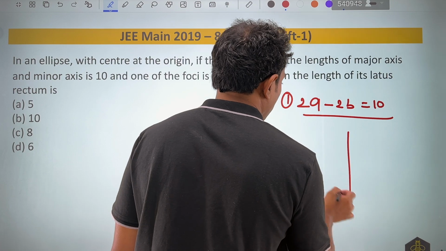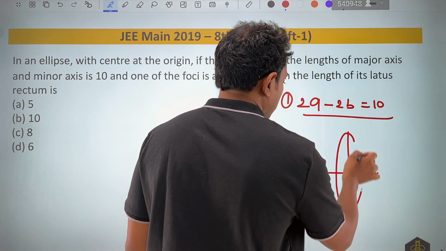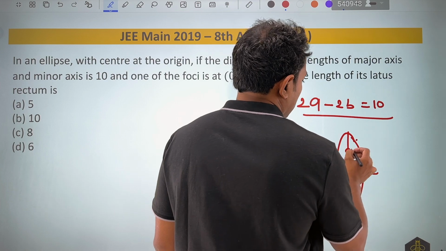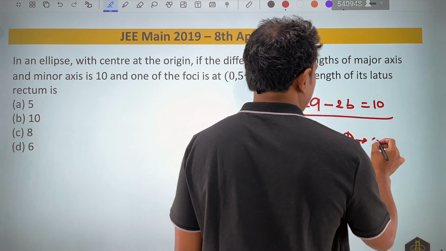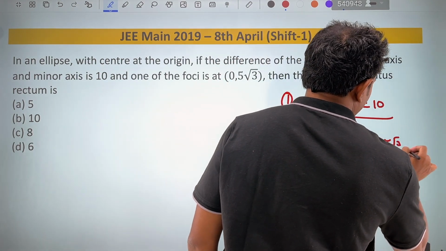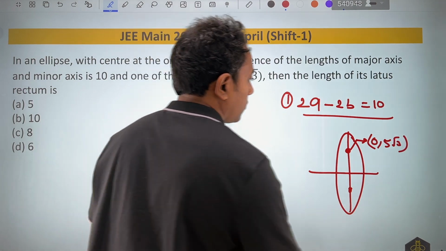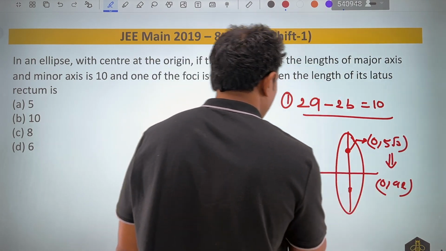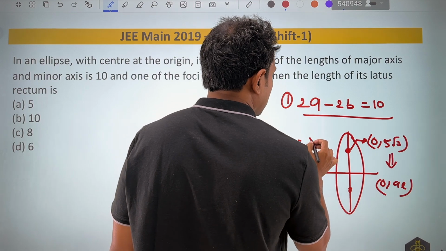So if you have given the foci, you can see that the location of foci is on the y-axis. So the orientation would be like this. This point is given to me. This is 0, 5 root 3. And once you have written this, you have also understood that this point is also 0, a. So we know the value of a. This is 5 root 3.